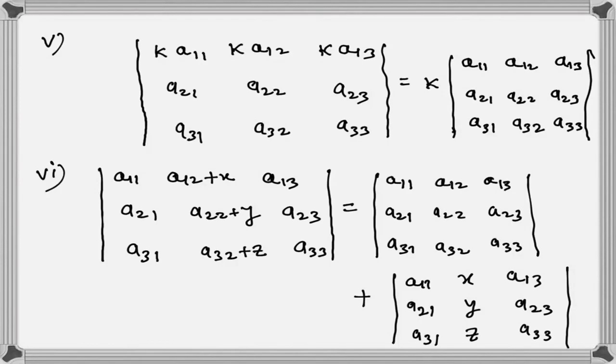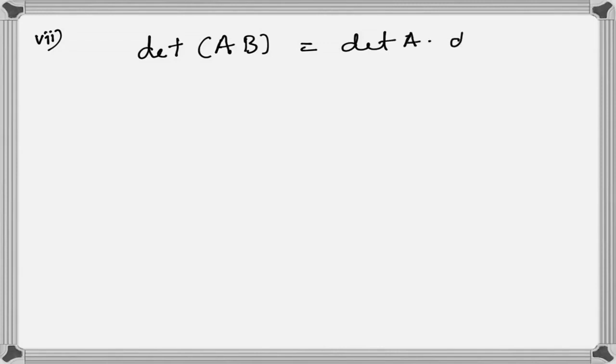So, seventh property. It is the determinant of a product of two matrices. Suppose A and B both are square matrices of order n. Then the determinant of AB is the determinant of A times the determinant of B. So these are some properties. One more important property, let me just list it.